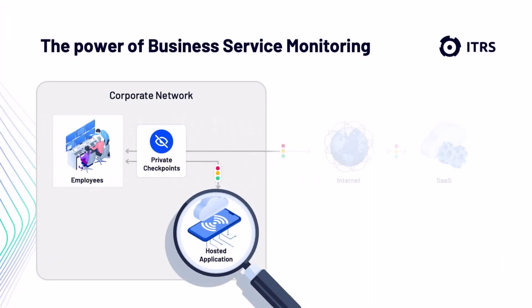So now let's dive into the power of business service monitoring with Scott. You will remember that JP showed us how to identify if a business critical application is down with Uptrends. Now, Scott, can you explain how we get it up and running again as soon as possible?